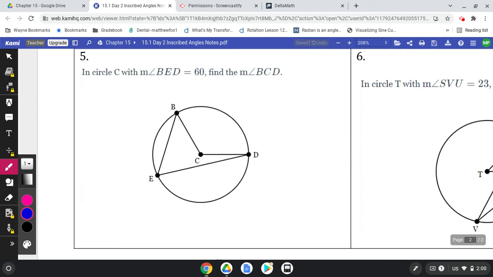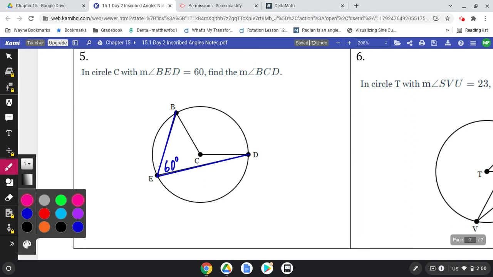All right, number 5. In circle C, it says the measure of angle BED is 60 degrees. So BED right here, that's going to be 60 degrees. And my job is to find the pink one I'm about to highlight. It says find BCD. So BED we already know is 60 degrees. We're trying to find what the pink one is.